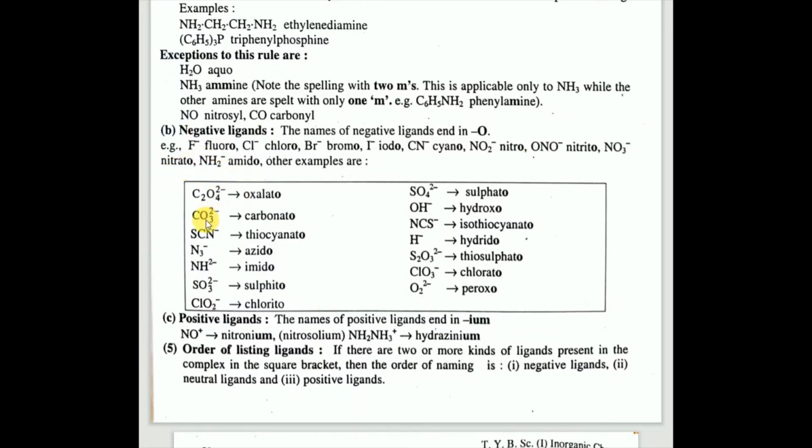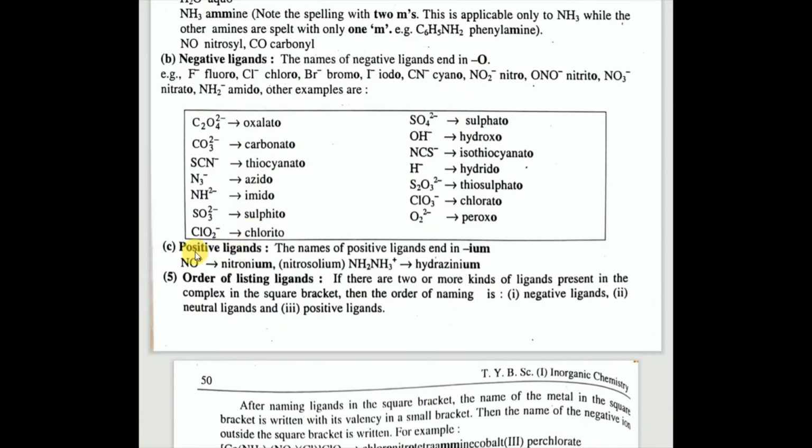Other negative ligands like oxalate, oxalato. Carbonate, carbonato. Means we simply join O instead of E at the end of negative ligands. Means any complex, either cationic complex, anionic complex or neutral complex, if there are negative ligands, then we simply join the suffix O at the end of negative ligands.